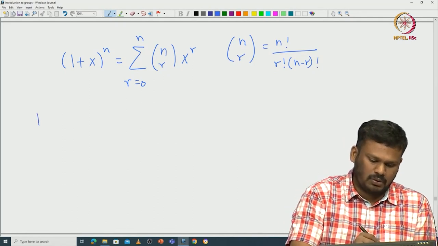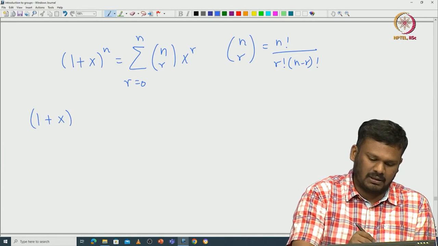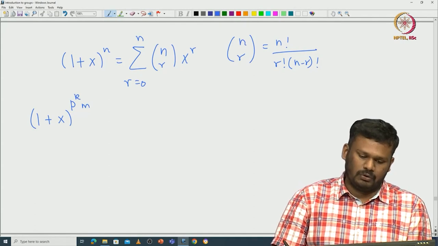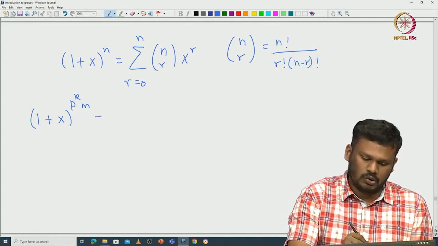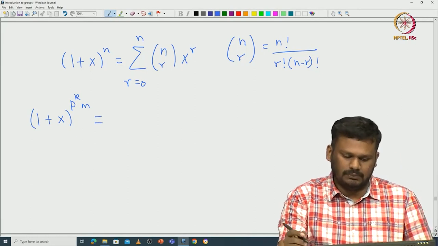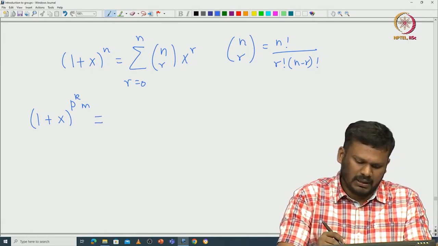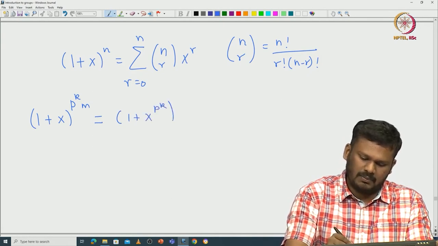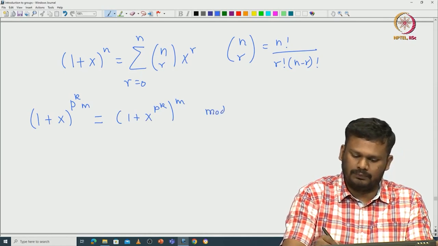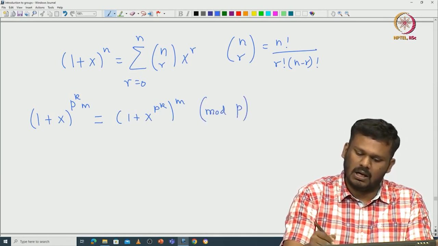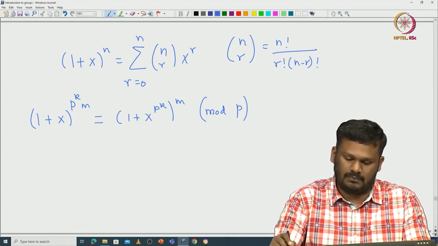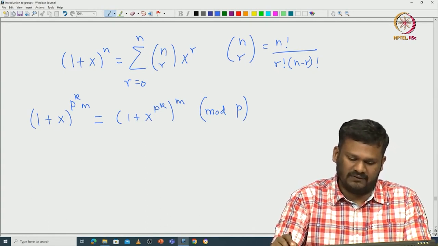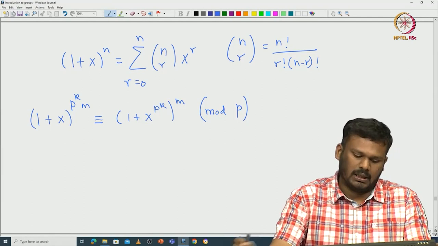Now let us compute what happens to 1 plus x power p power k times m. If you do this modulo p, this is going to be exactly equal to 1 plus x power p power k, all to the power m, modulo p, inside Z modulo pZ. This is something I will leave to you to verify.